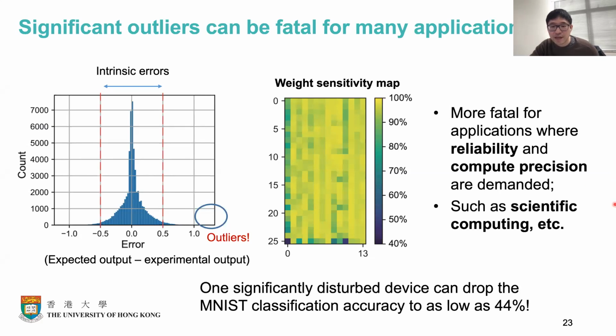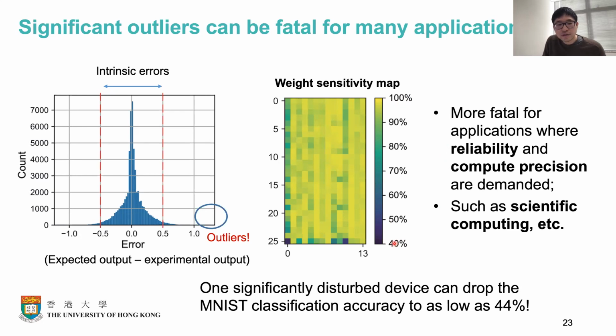Although previously we have demonstrated that some algorithms such as neural networks are quite tolerant of small errors, they're not tolerant to the significant outliers. The figure on the right shows that one significant device at a particular location can drop the MNIST classification accuracy from more than 90% to as low as 44%, which is fatal. Therefore, this kind of defect we have to detect or possibly correct if they occur.